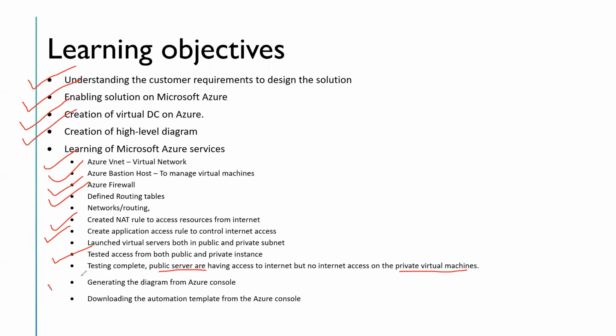Then I also described generating the diagram from the Azure console, so that all those components can be seen diagrammatically. Then I showed how you can download the template for all this environment that we created over Azure, and in future you can use the same template to create the same environment. From a learning perspective, these are all the things you have learned here. I hope you have enjoyed this and gained a lot of knowledge on how you can create a planned infrastructure by understanding the customer requirements, and how you can deploy all that infrastructure over the Azure cloud.